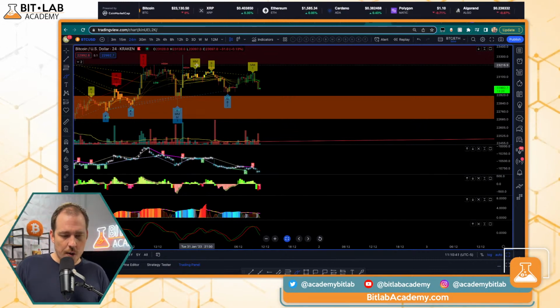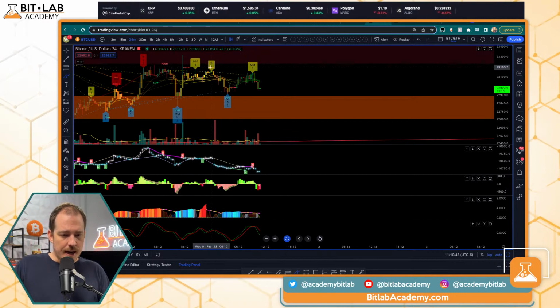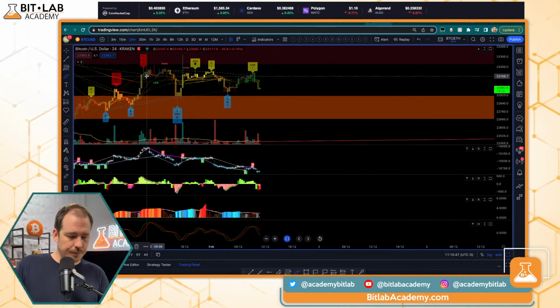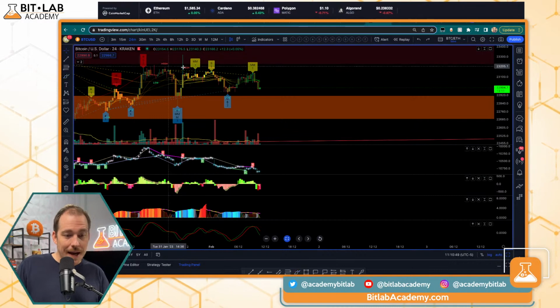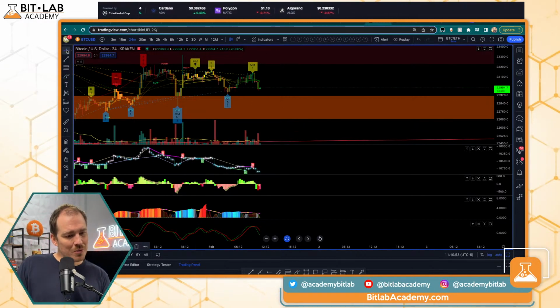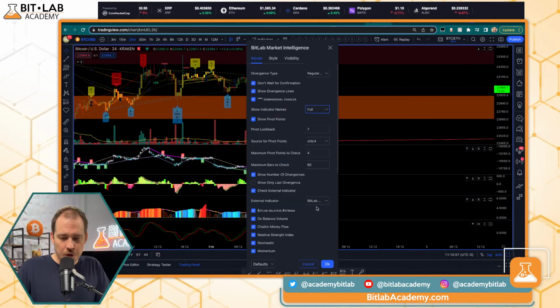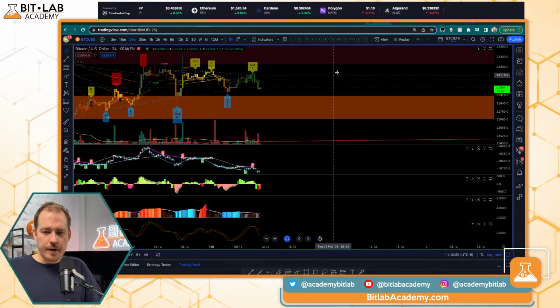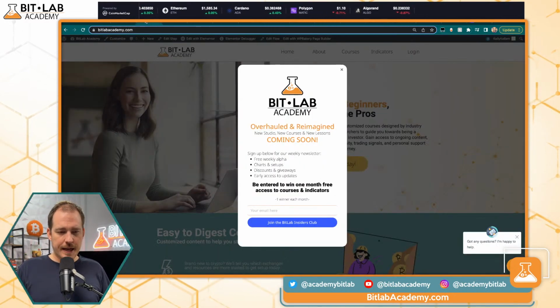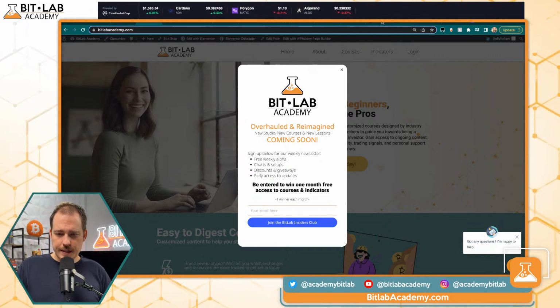So looking at where we're at here, we can see these bearish divergence flags on top. And I'm going to expand this. There we go. I'm going to make this full. And if you do want more info on these indicators, you can come over to bitlabacademy.com, go right here to indicators and get the full trading stack there.